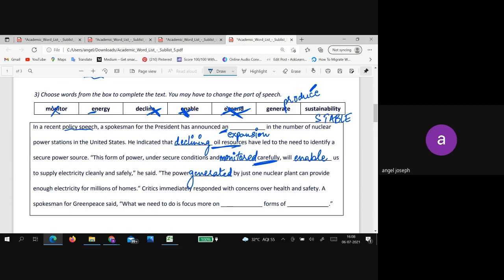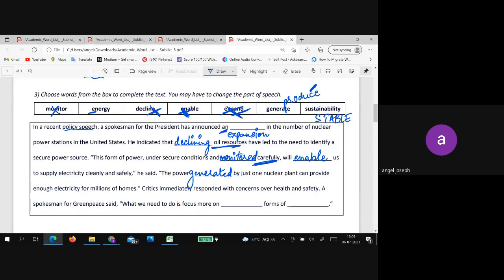The power produced by one nuclear plant can provide enough electricity for millions of homes. Critics immediately responded with concerns over health and safety. A spokesperson for Greenpeace. Okay, Greenpeace is something like green. Going green is going green without any bad effects to the environment. Okay, not the pacha color, but something that does not harm the environment.